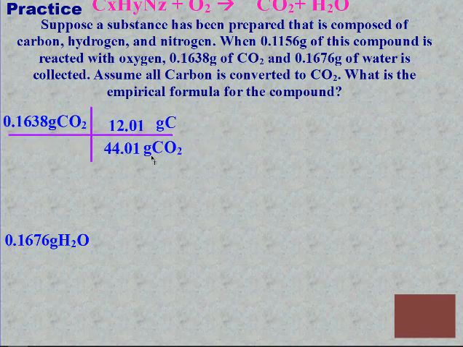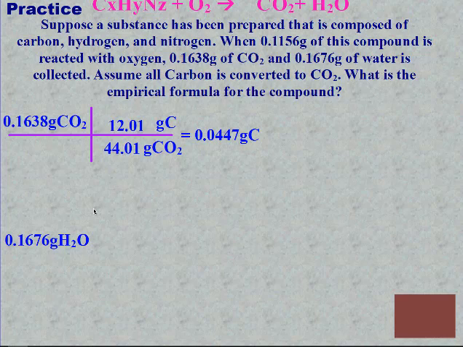We had grams of CO2, so grams of CO2 has to go on the bottom. We're trying to find out how many grams of carbon are in this sample. So for every 44.01 grams, which is the molar mass, 12 of that is due to carbon because there's one carbon. Multiplying and dividing, we get that of this 0.1638 grams, 0.0447 of it was carbon.